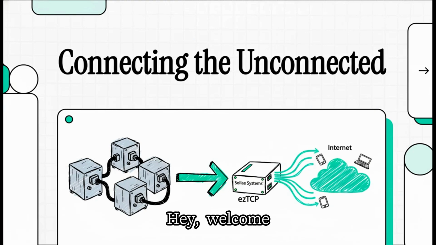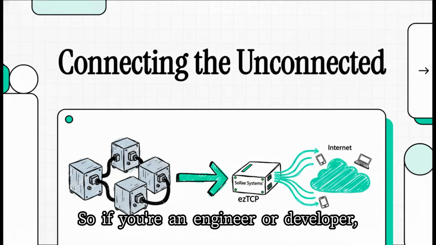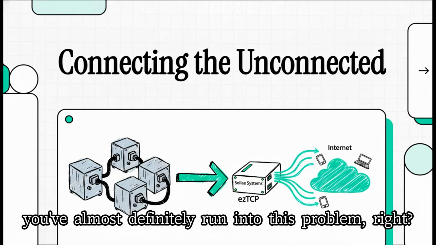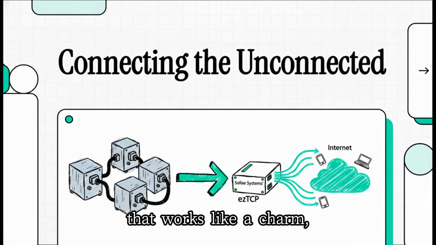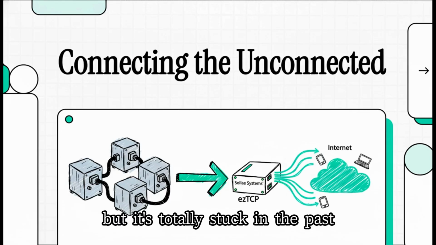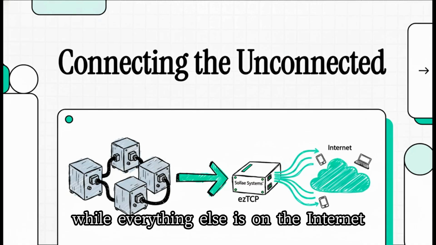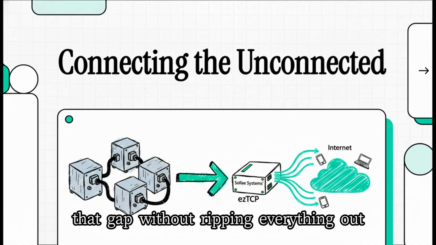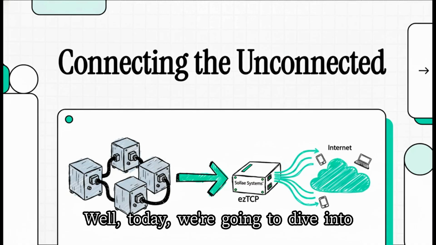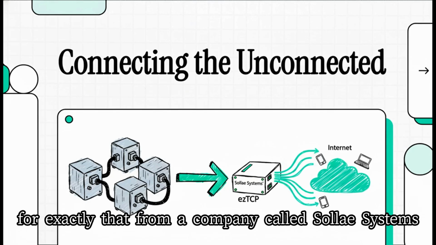Hey, welcome. So, if you're an engineer or developer, you've almost definitely run into this problem, right? You've got this mission critical piece of equipment that works like a charm, but it's totally stuck in the past. It only speaks serial while everything else is on the internet. So, how do you bridge that gap without ripping everything out and starting over? Well, today, we're going to dive into a really clever solution for exactly that from a company called Sollae Systems.